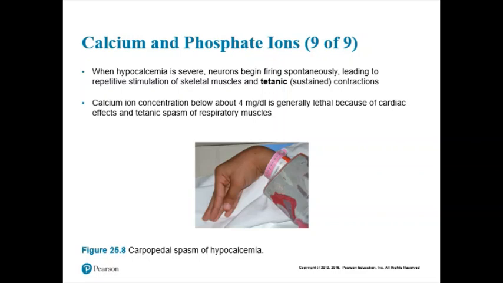And you could see things like carpopedal spasms. That's spasms in the wrist and foot and ankle. That's what you're seeing in this picture here. This person may be suffering from some hypokalemia, and you're seeing this spasm in the wrist area. It's a type of sustained contraction. Remember, sustained contractions are what we call tetanus or tetanic contractions. So you'll see that when you don't have enough calcium, almost like a severe Charlie horse.